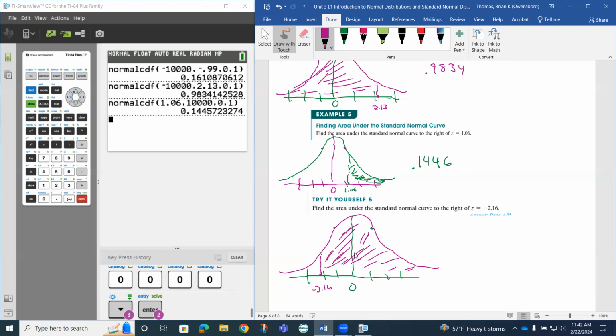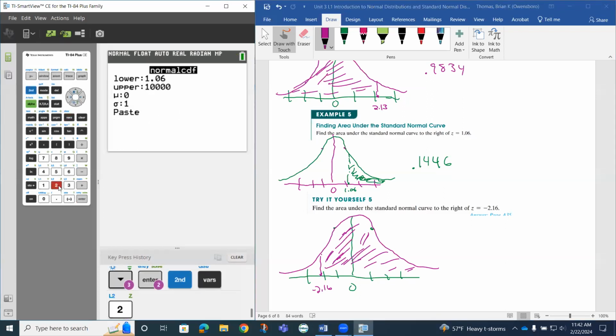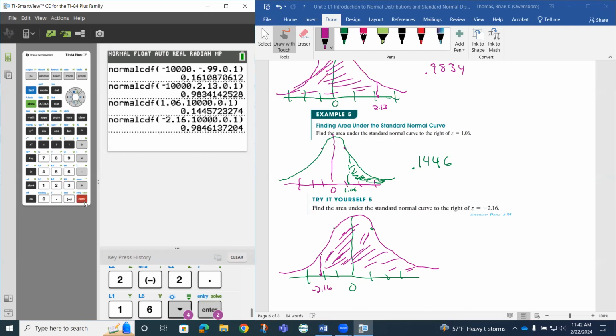So using the calculator to do this, we can use, again, this normal cumulative distribution formula, number 2. But notice how, again, my lower bound is actually negative 2.16, and my upper bound, again, is this big value, 10,000. So my mean is still 0 on a standard normal if we're using z-scores. And then we ended up with that. Notice that we should be close to 1 because we've shaded almost the whole curve. So 0.9846 would be the area under the curve for that one.